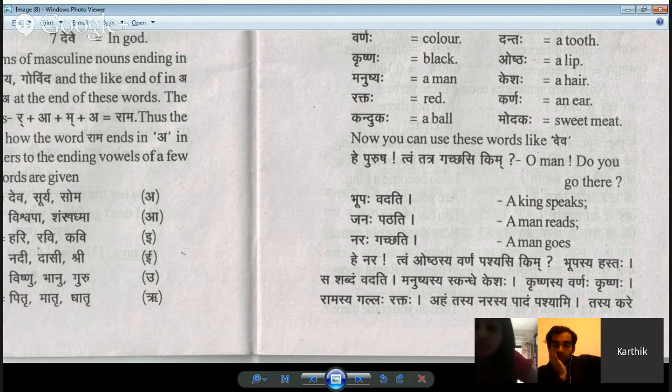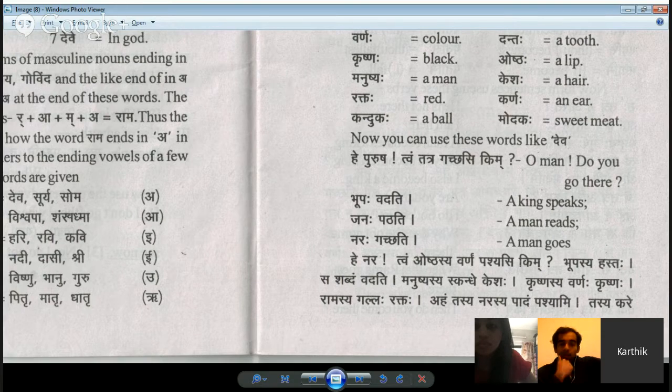And then these are very similar sentences to what we have seen in the previous lesson. Bhupaha Vadati. Just that there are new words. So Bhupaha Vadati means the king speaks. Janaha Pathati. A person or a man reads. Naraha Gacchati. A man goes. Then He Nara. Tvam Oshthasya Varnam Pashyasi Kim. He Nara, oh man. Tvam Pashyasi. We know. Tvam Pashyasi we have already seen. You see. Tvam Pashyasi Kim means do you see?